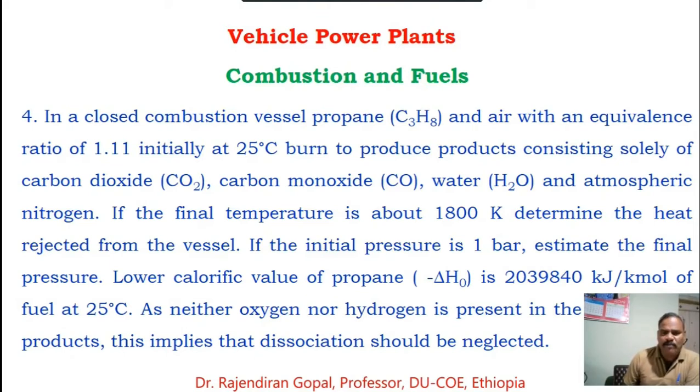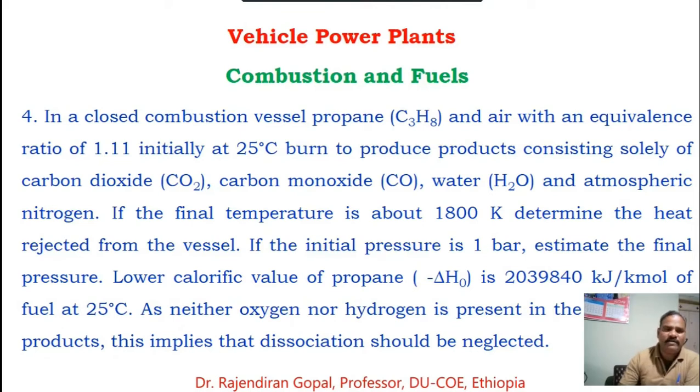The lower calorific value of propane, minus delta H naught, is 2039840 kilojoule per kilomole of fuel at 25 degrees centigrade. As neither oxygen nor hydrogen is present in the combustion products, this implies that dissociation should be neglected.